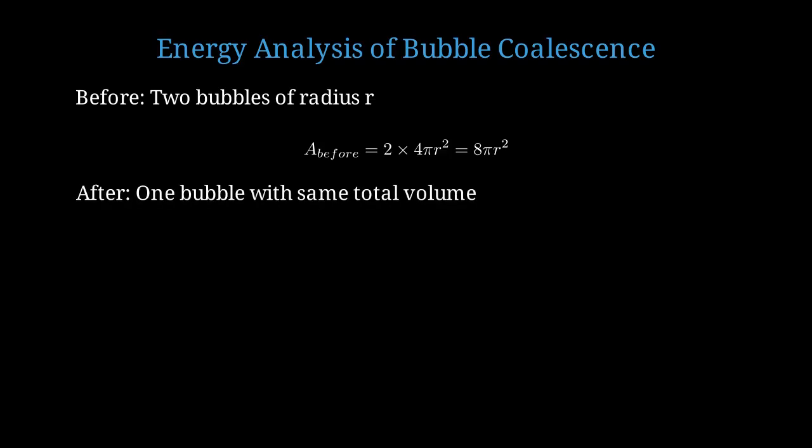Conservation of volume gives us the new radius. The total volume is 2 times 4/3 pi r cubed equals 4/3 pi R cubed. Solving for R, we get R equals 2 to the 1/3 power times r, which is approximately 1.26 times r.